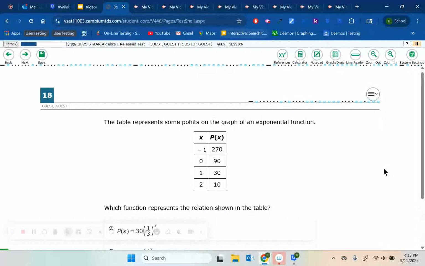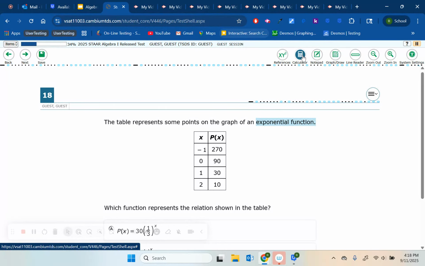Okay, so for number 18, we have a table that's going by ones of the x: negative 1, 0, 1, 2. My numbers are dropping: 270, 90, 30, 10. They're getting small really, really fast. This is an exponential function, and it tells us exponential.